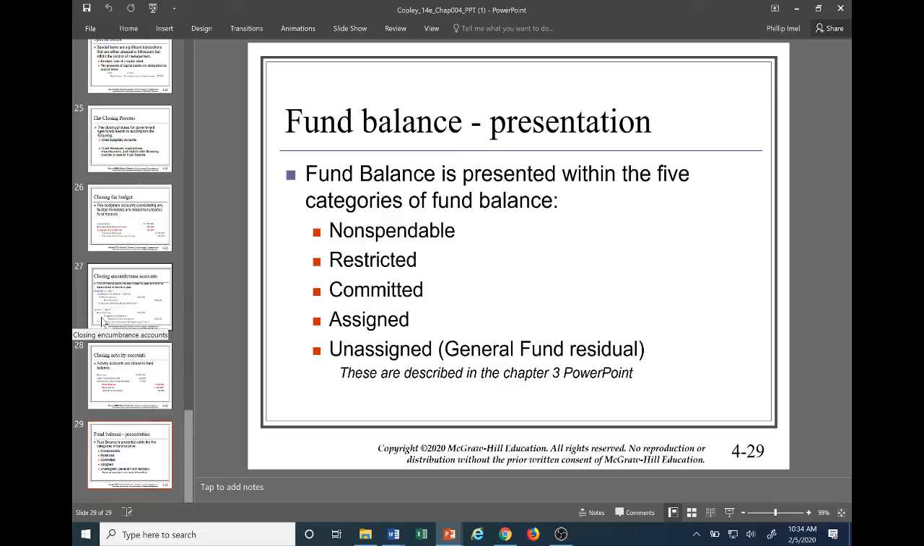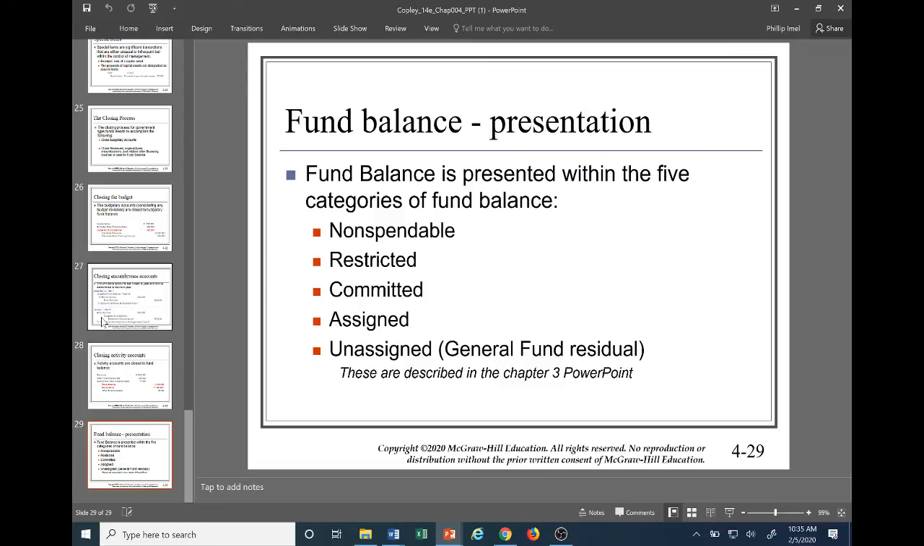From that point, the fund balance is presented within the five categories of fund balance. We know it's either non-spendable or spendable. And then the four spendable are restricted, committed, assigned, and unassigned. And we know that unassigned is a general fund residual. We also went through these in detail in chapter 3. Who puts constraints on non-spendable funds? That would be a very high level of authority.